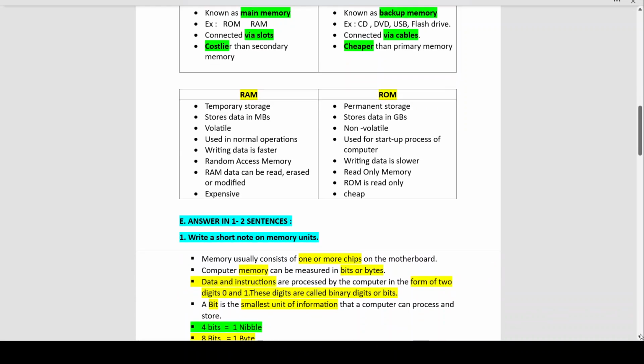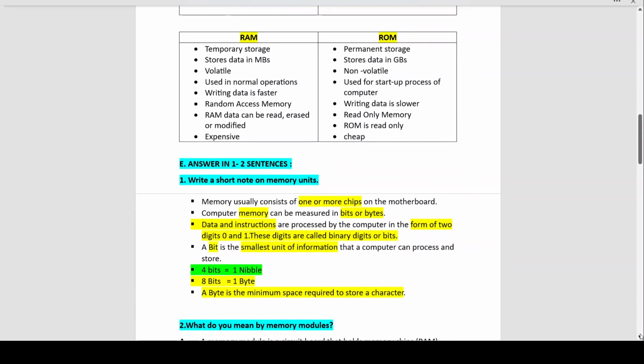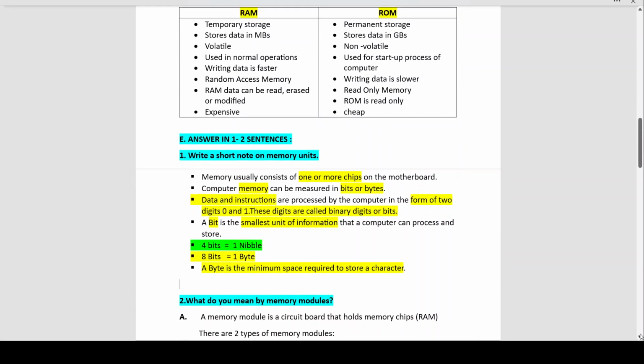Now, what is the difference between RAM and ROM? RAM is random access memory. ROM is read-only memory. RAM is a temporary storage. ROM is permanent storage. RAM stores data in MBs. ROM stores data in GBs, gigabytes. RAM is volatile memory, ROM is non-volatile memory.